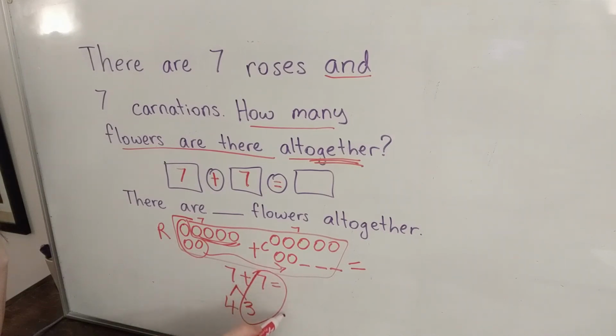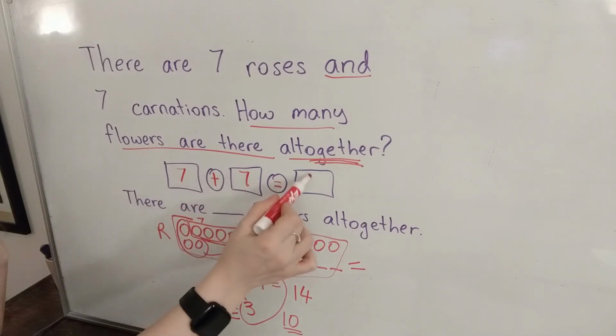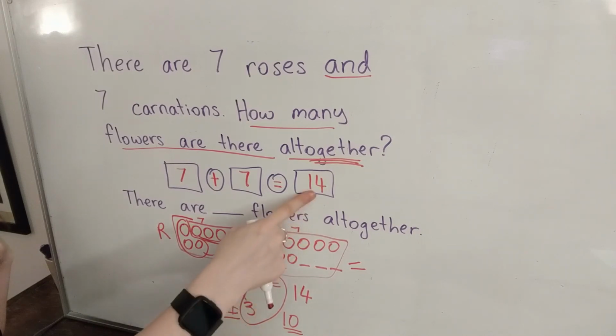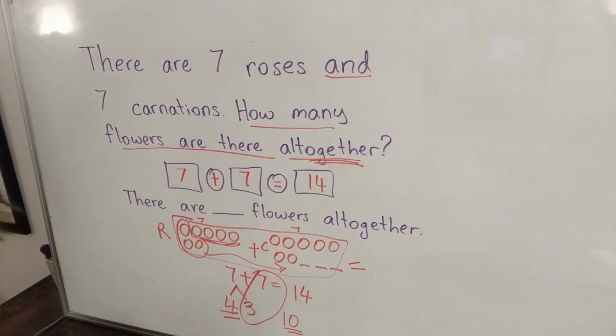7 plus 3 is 10. 10 plus 4 is 14. And there it is. 7 plus 7. Or we could have said 7 in my head. 8, 9, 10, 11, 12, 13, 14. We got to the same answer both times.